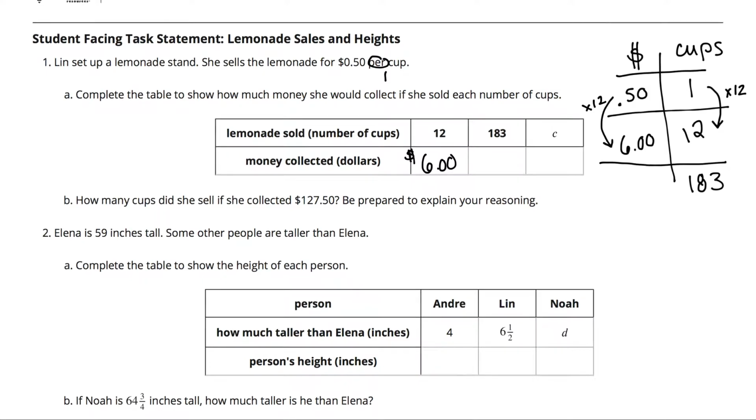All right. How do I get now from 1 to 183? Well, I multiply by 183. So I'm going to take my 50 cents and multiply by 183. You end up with 91.50. So it costs 91.50.